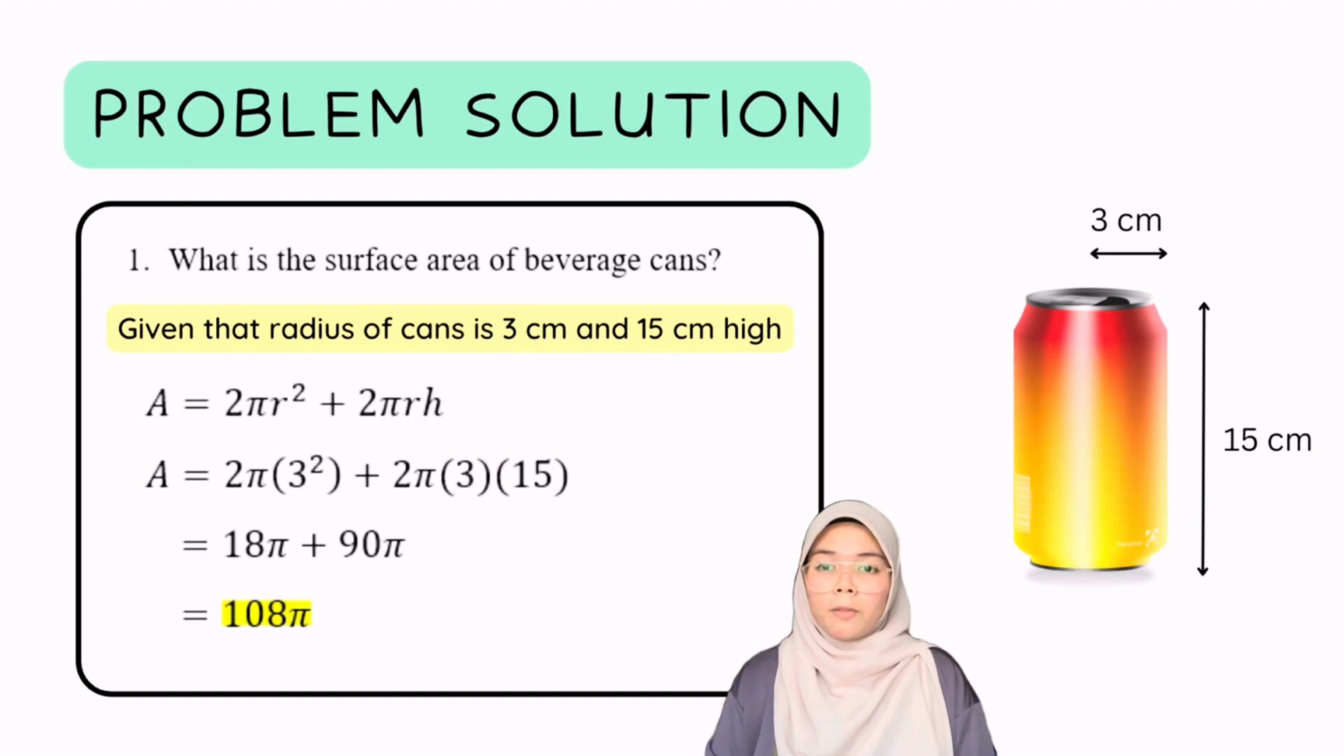So, for the first problem solution, what is the surface area of the beverage cans? Given that the radius of the can is 3 cm and the height of the can is 15 cm, A = 2 pi r squared + 2 pi r h. A = 2 pi multiplied by 3 squared + 2 pi multiplied by 3 multiplied by 15. So, 18 pi + 90 pi, A = 108 pi.